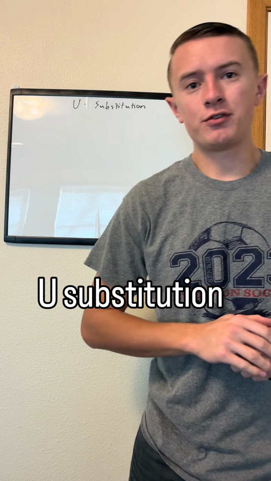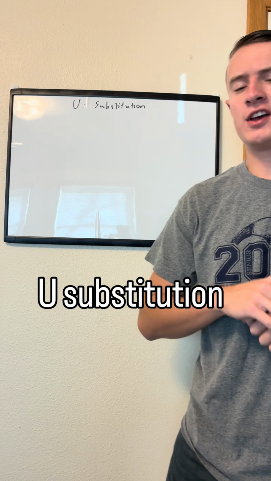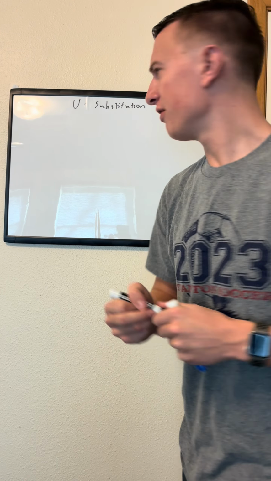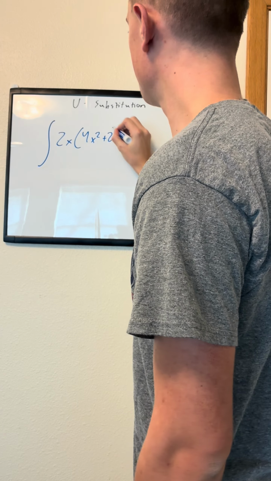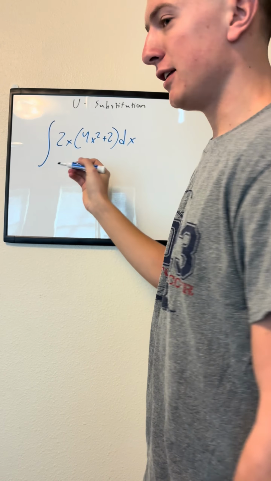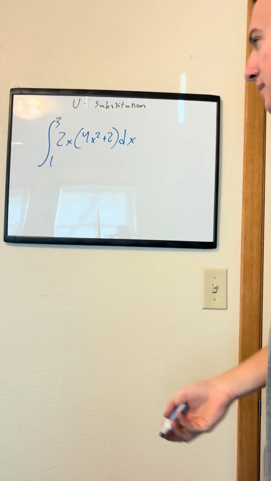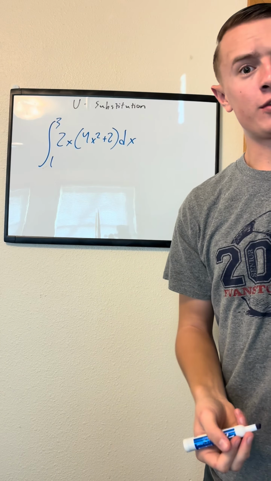Okay, today we're going to talk about u substitution. U substitution is just a way to find the integral, or integrate, a certain function. So let's say we're given a function like 2x over 4x squared plus 2. We're told to find the integral of that from, like, 1 to 3, just to say. Looks a little bit tricky to integrate, no?